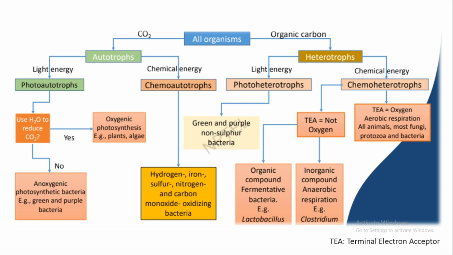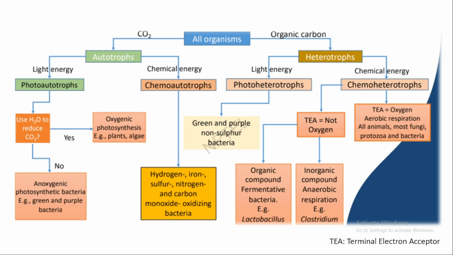Now if the terminal electron acceptor is oxygen, that means aerobic respiration is happening. Such organisms are categorized in one category. Under that category, all the animals, most fungi, protozoa, and bacteria come. Most of the organisms that you see around yourself come under this criteria.